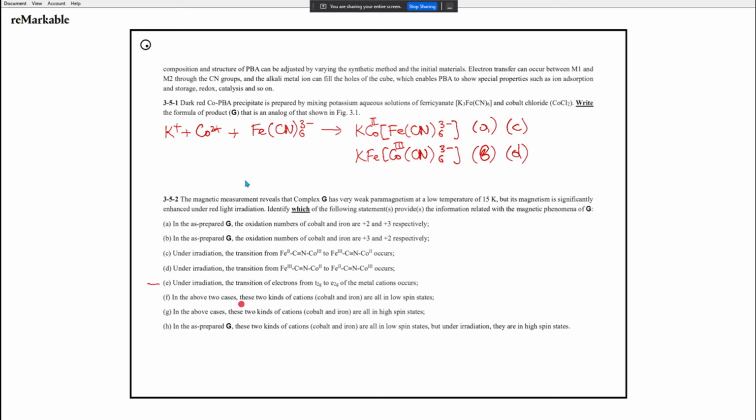In the above cases, these two kinds of cations, cobalt and iron, are all in low spin state. Oh, that is something that we should actually check. So let us now compare something. Let's draw those diagrams like this for iron 3 plus and iron 2 plus. And the question is about low spin states or high spin states.